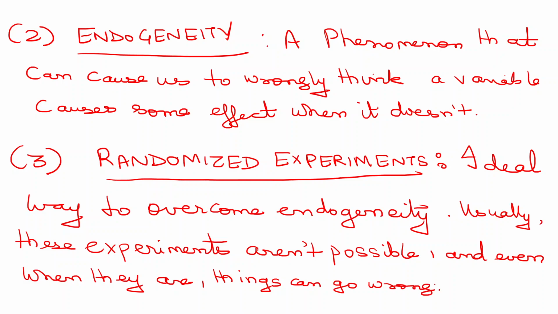So in the subsequent videos, we'll try to address all these three issues: randomness, endogeneity, and randomized experiments. And we'll see how these three issues are central to the cause and effect problem that we try to unravel in econometrics.